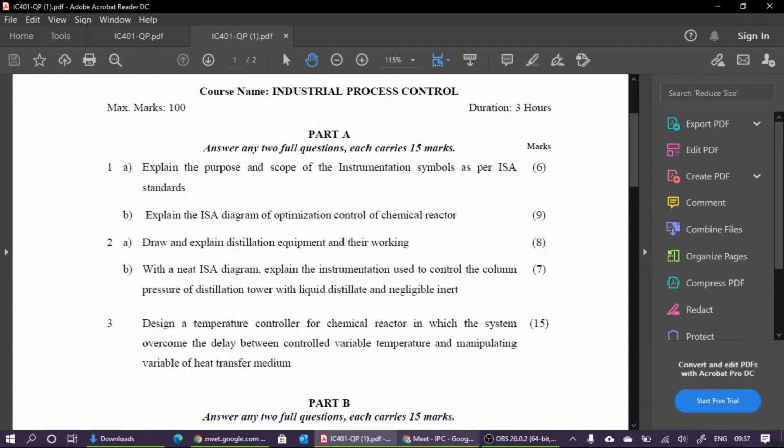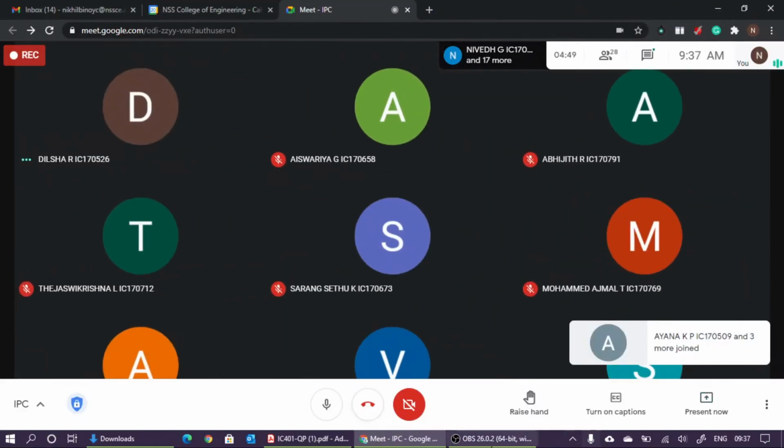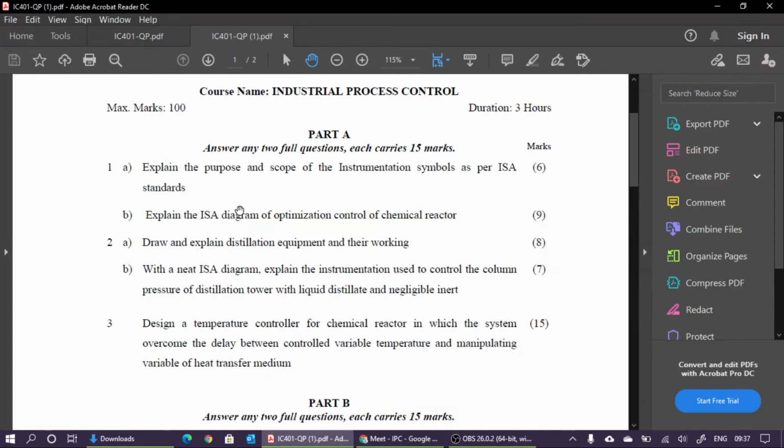Okay, and how are we drawing this diagram? Please note the question: you are asked to draw the ISA diagram of optimization control of chemical reactor. The type of chemical reactor is not mentioned here, whether it is an exothermic reaction or endothermic reaction. So you can take an assumption. Either you can assume that the given reactor is exothermic or endothermic. That is your choice. You can select any one.